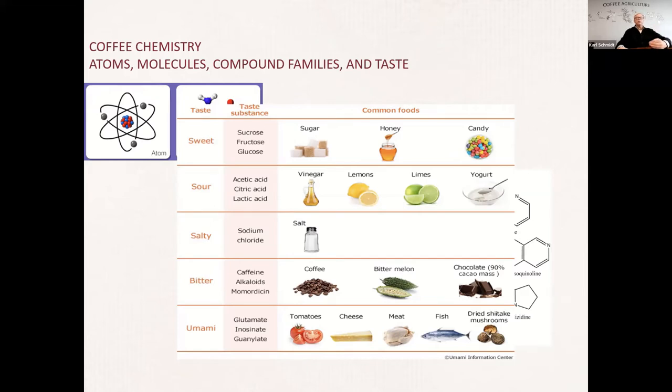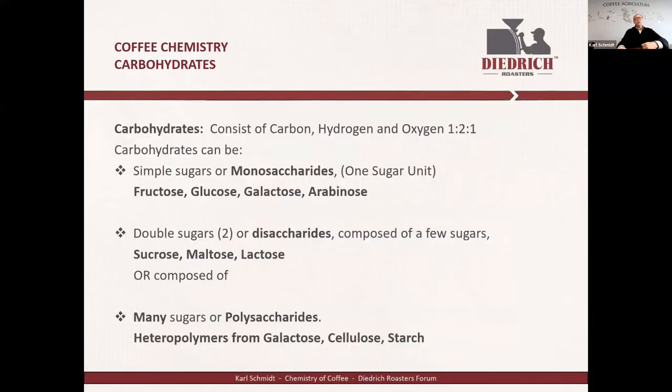You're going to see this chart several times during the next few minutes to define saltiness, bitterness, and umami. Those are very important. Where do these components and molecules come from, and how do they develop? In order to understand, first of all, let's define the carbohydrates. Remember the incredible amount of carbohydrates, which basically consist of carbon, hydrogen, and oxygen in a ratio of 1:2:1.